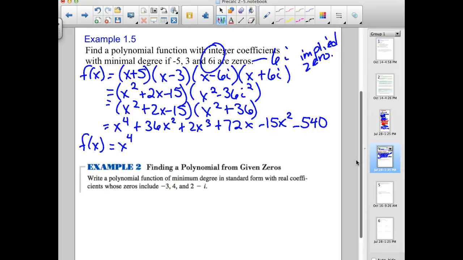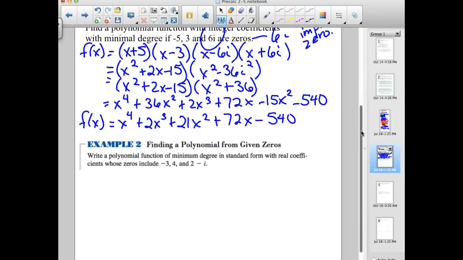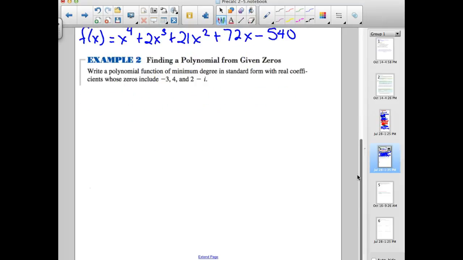All right, combining like terms, my polynomial is x to the fourth, plus 2x cubed, and then combining my x squareds, 36 minus 15 would be 21x squared, and 72x, and minus 540. Now remember, you can always type that in your calculator, and you could check to see if the negative 5 and 3 show up as zeros. Obviously, you won't see the 6i and negative 6i, since they are imaginary.